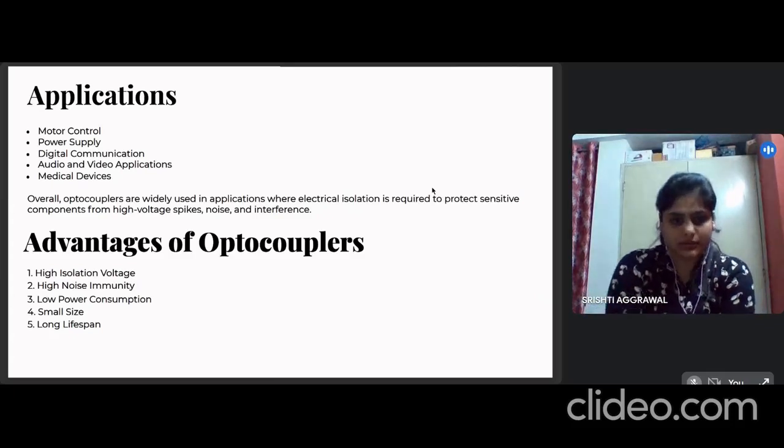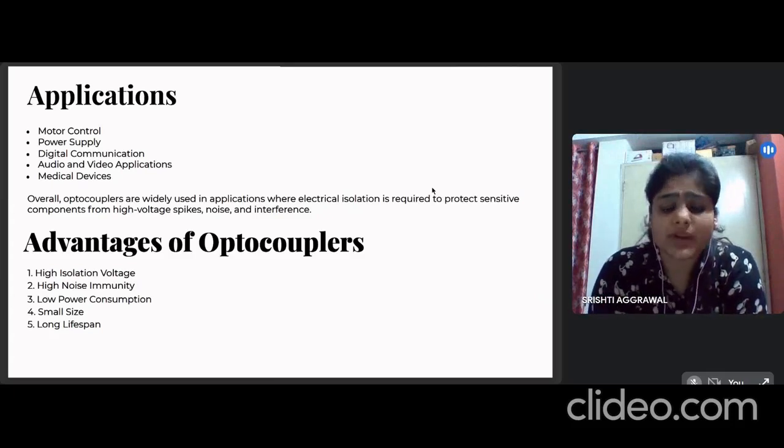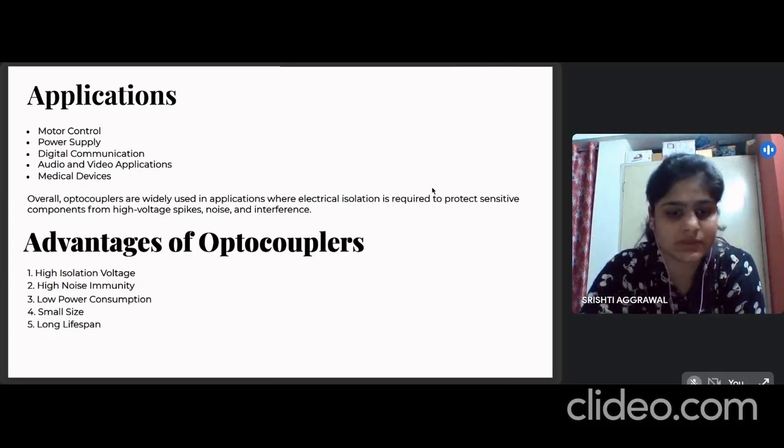There are various advantages of using optocouplers. The first is high isolation voltage. Optocouplers provide high isolation voltage between input and output circuits, making them ideal for use in high voltage applications. The isolation voltage can range from a few hundred volts to several thousand volts depending on the optocoupler's specification.